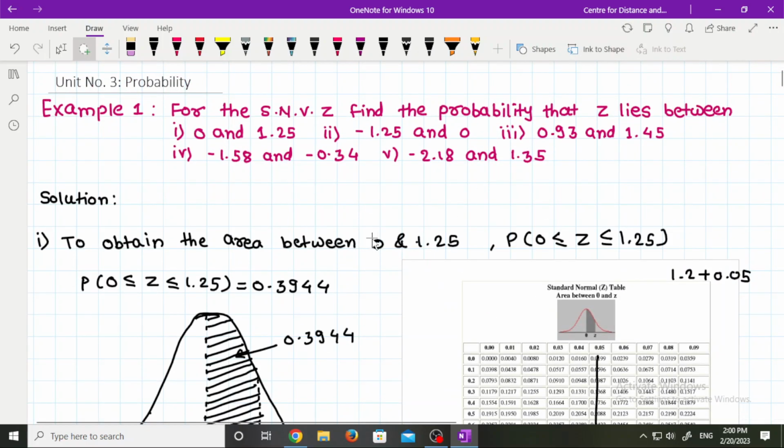Now we will find the area where z lies in the 2nd to 5th cases in the next example. Thank you.